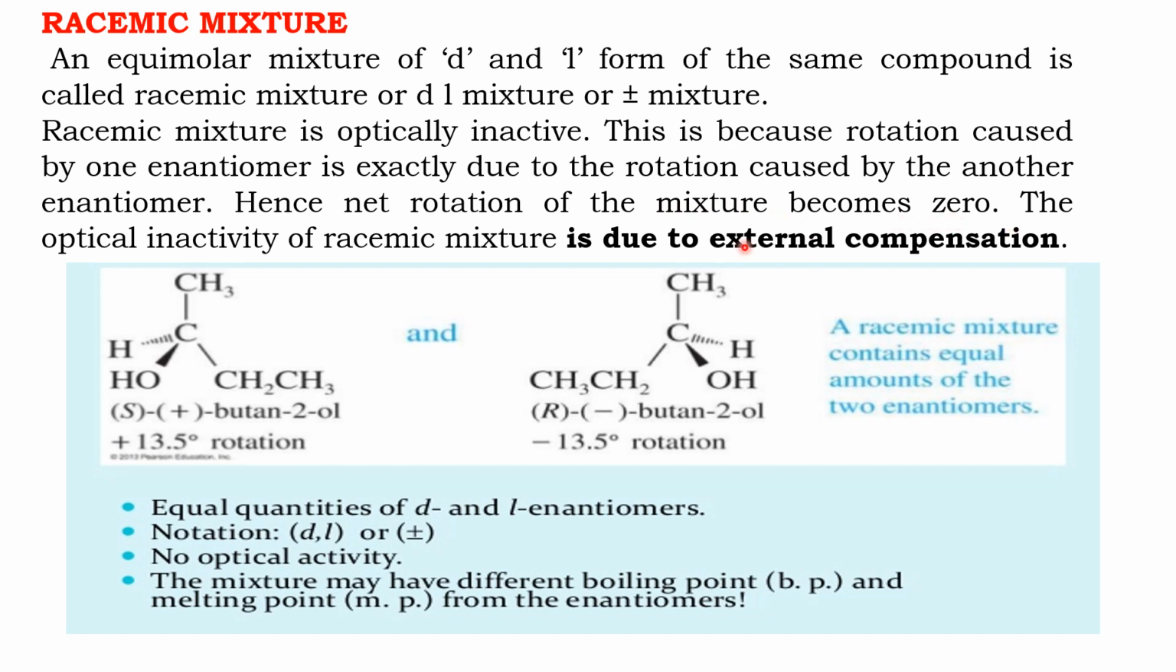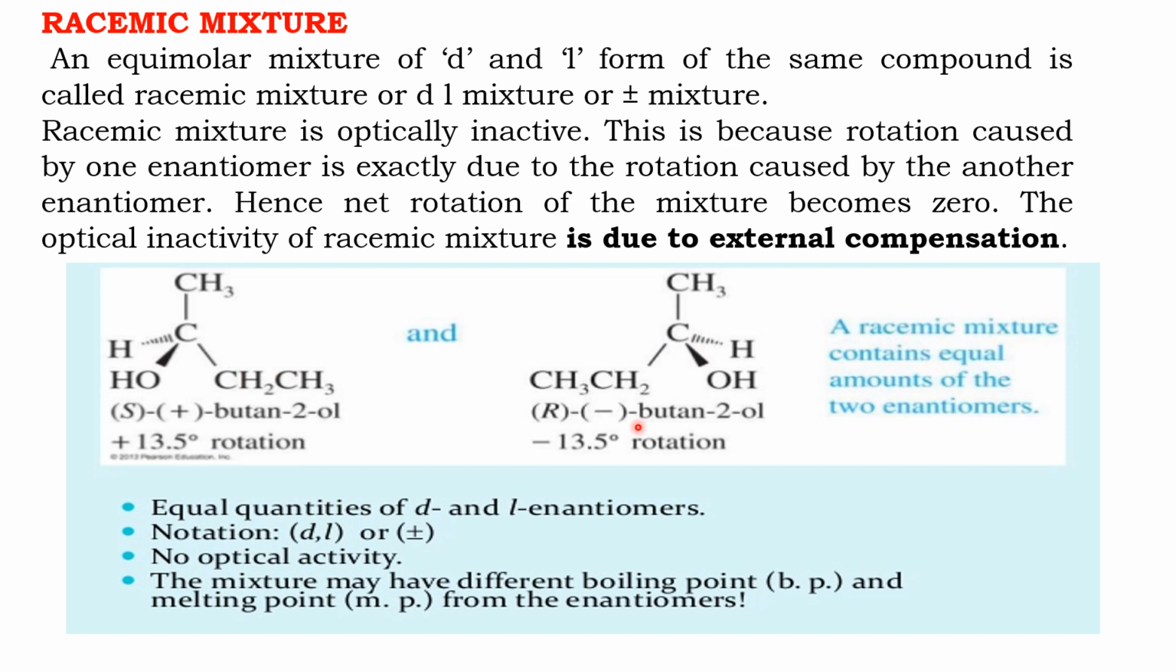Or we could say the optical inactivity of a racemic mixture is due to external compensation. One rotates to the left, one to the right, hence they cancel each other. It is called external compensation. See here, I have a butanol with a plus 13.5 degree rotation, and a butanol with minus 13.5. These two are related as object to mirror image.